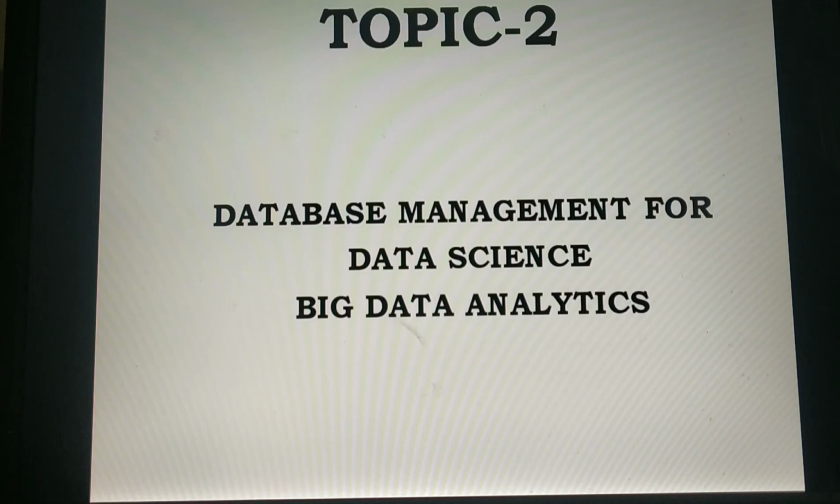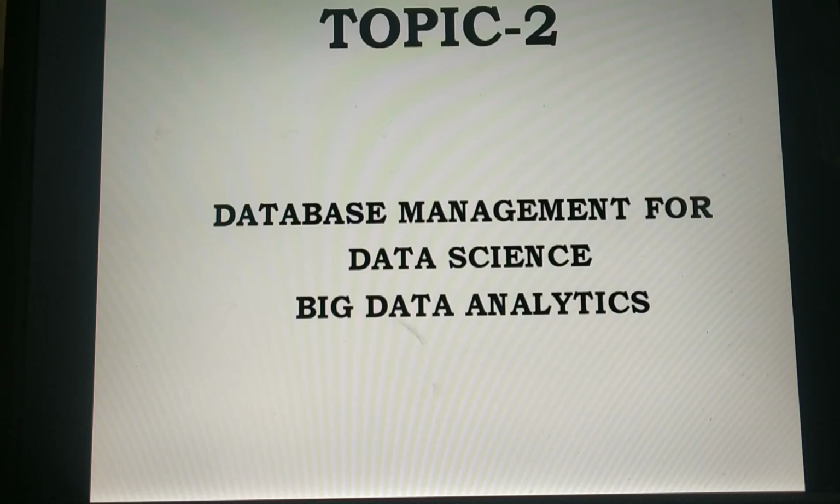In the last class, we discussed the topic 2, right? Topic 2 is database management for data science and big data analytics. In this chapter, we have already discussed certain concepts. So now I will brush up the discussed concepts and continue.